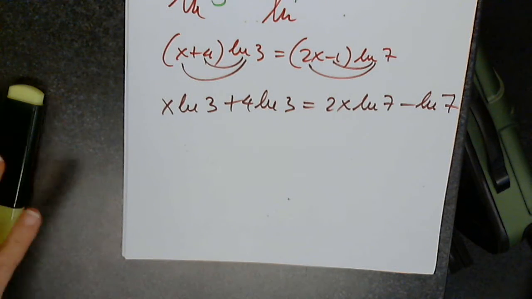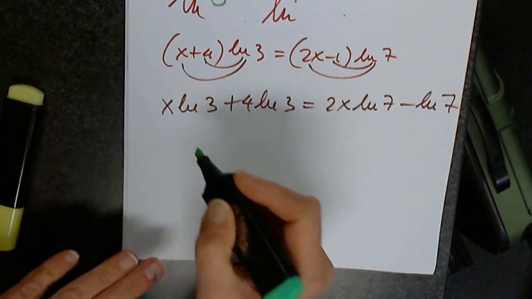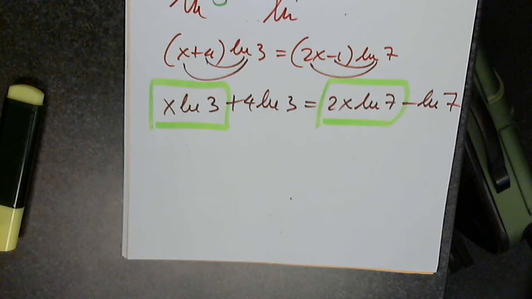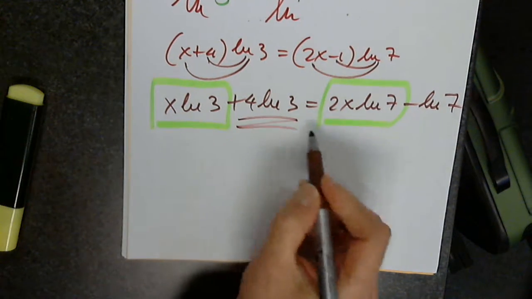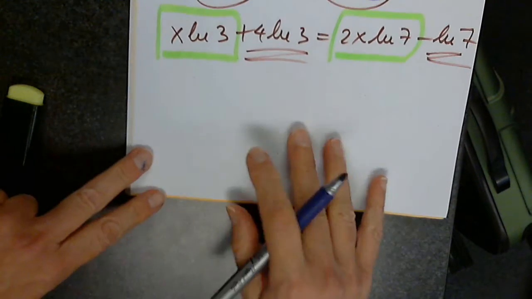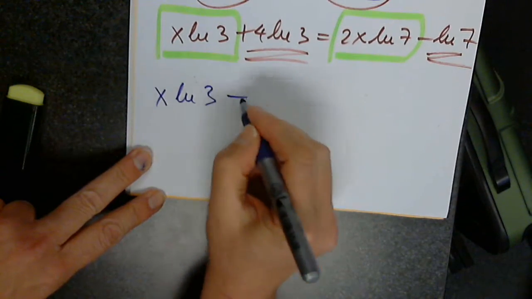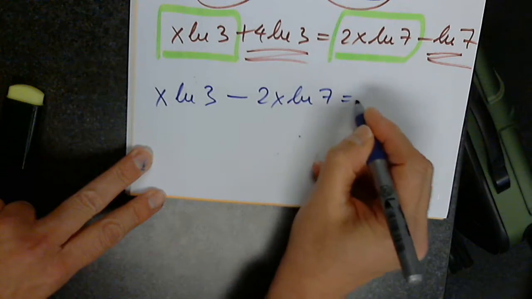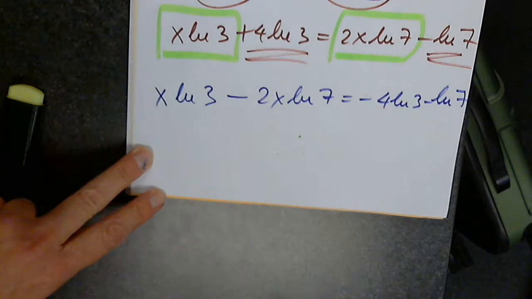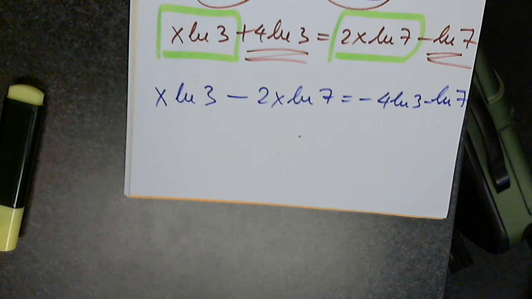Now I realize that there are two terms with x and two terms without x. So how do I continue? What should I do? Absolutely. So x natural log 3 minus 2x natural log 7 equals minus 4 natural log 3 minus natural log 7. Excellent. Perfect step.